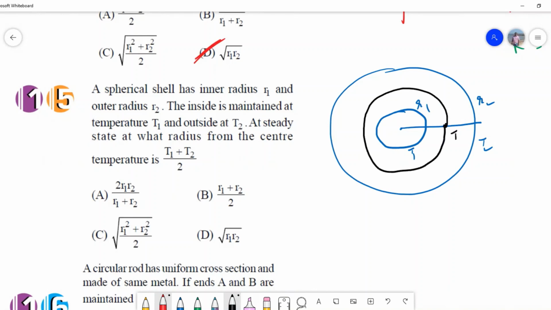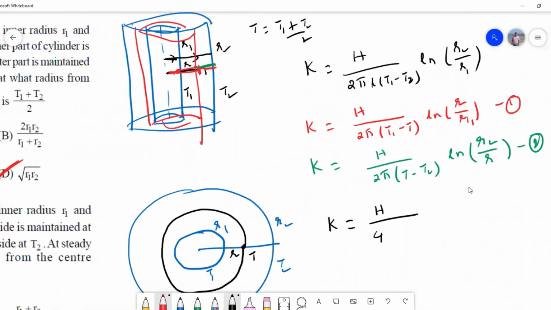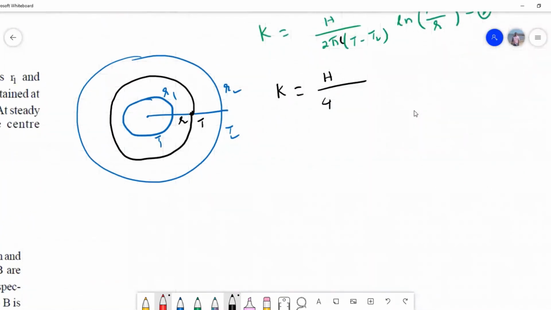So let's take the temperature T and the radius of this as R. Here the only difference is the thermal conductivity of cylindrical shells is H upon 4 pi. Here L, I forgot to write the L value there, but anyway L cancels in the above problem. So 2 pi L, L will be there, but L will cancel, no need to write. For this one, H upon 4 pi into T1 minus T2 into 1 by R1 minus 1 by R.